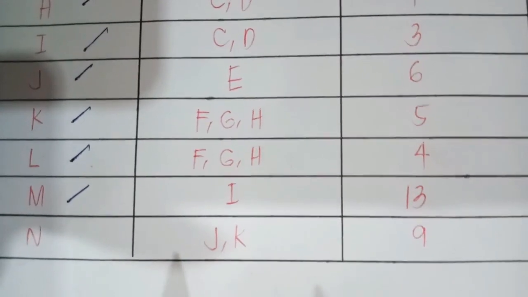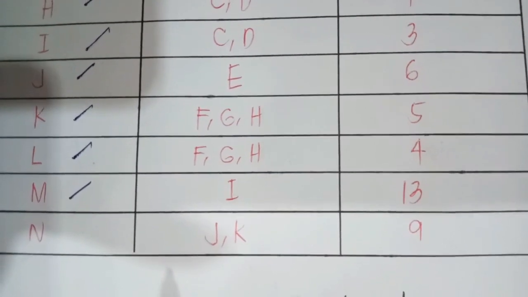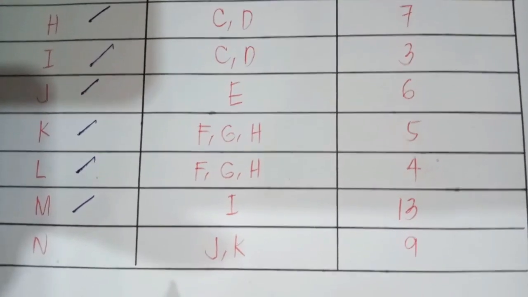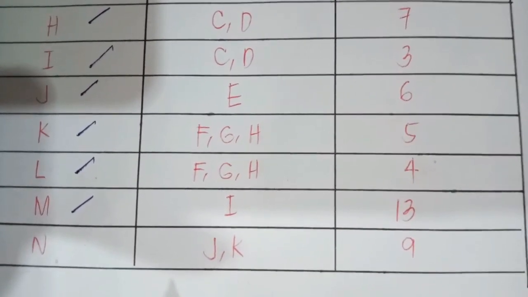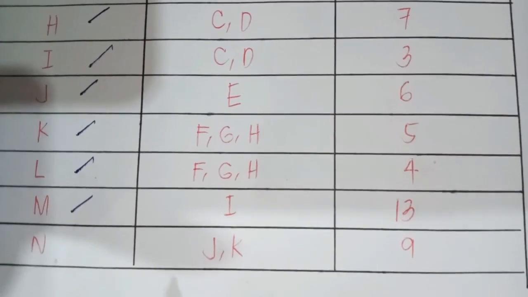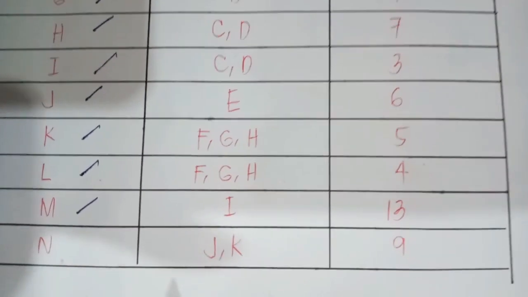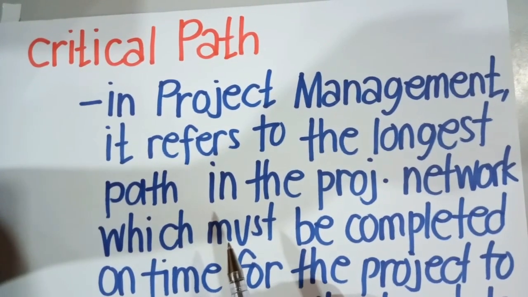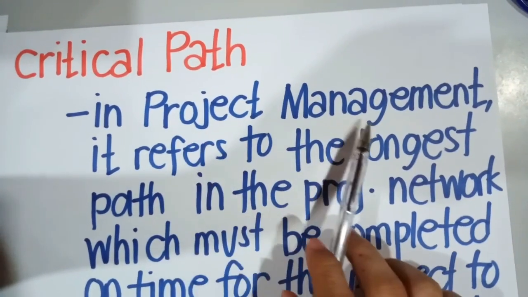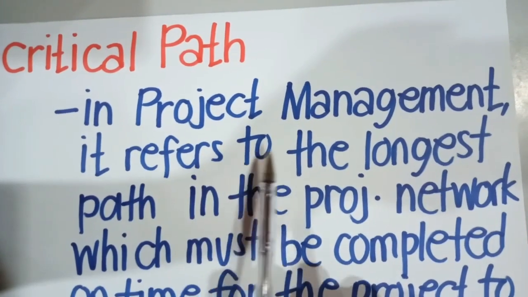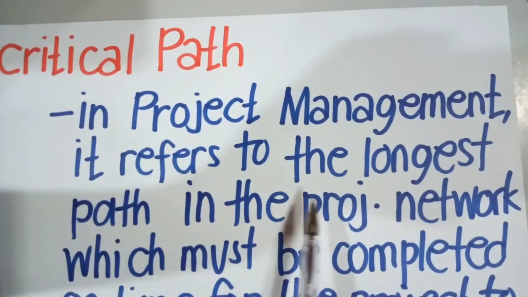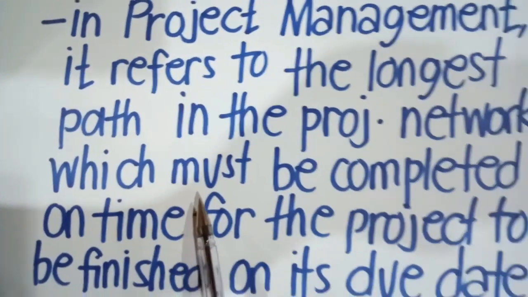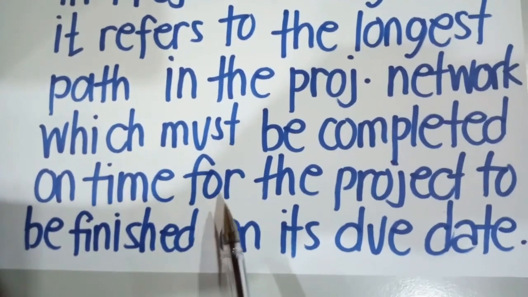Now that we have finally completed the construction of our network diagram, the next thing that we need to do is to determine the critical path and project completion time. So what is meant by critical path then? If we say critical path, in project management, it refers to the longest path in the project network, which must be completed on time for the project to be finished on its due date.